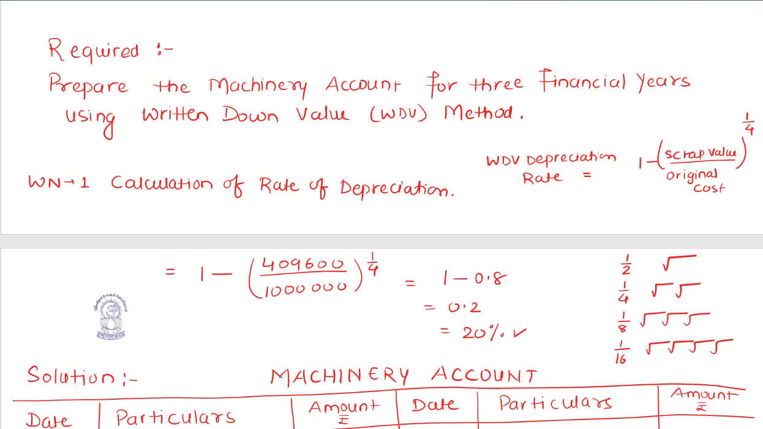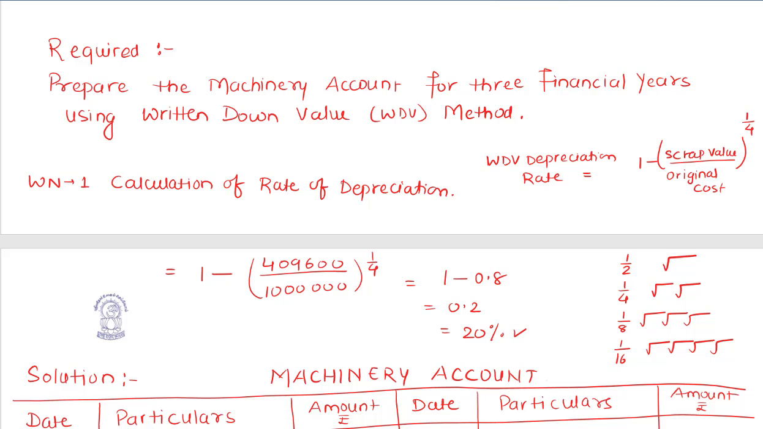That means 0.8. So 1 minus 0.8 gives 0.2, that is 20%. The root formula which I just taught you will work in case of 1 by 2, 2 year, 4 year, 8 year, 16 year. It will not work in all the cases. But the long formula that I had taught you will work in all the cases, whether it is 3 years, 5 years, 4 years, 6 years, 8 years, 10 years, any year.